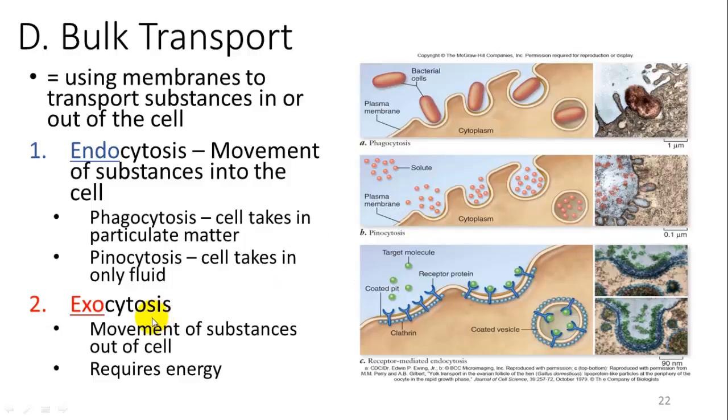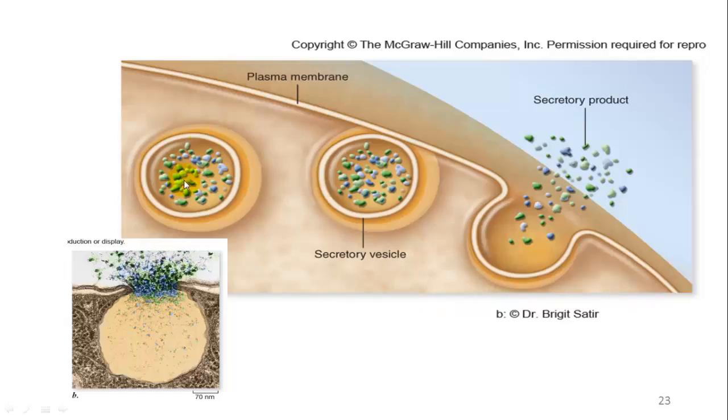Exocytosis is the movement out of a cell. It also requires energy. Here's an example of a vesicle filled with some sort of secretion, which needs to be secreted out. The vesicle binds to the plasma membrane and becomes part of the plasma membrane. As it does so, the product secretes out of the cell.